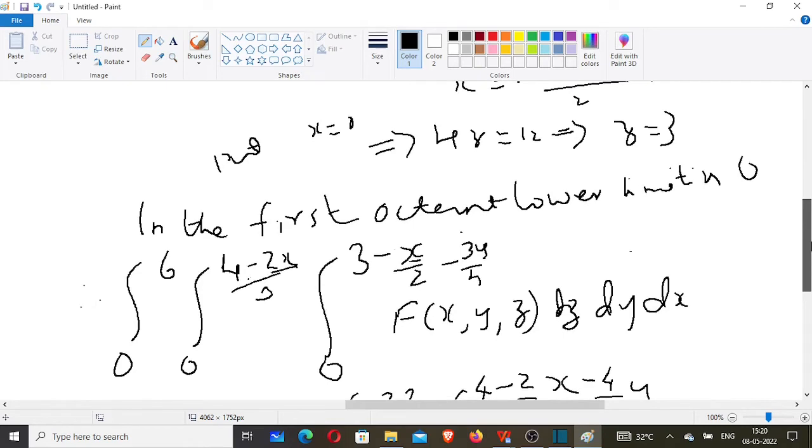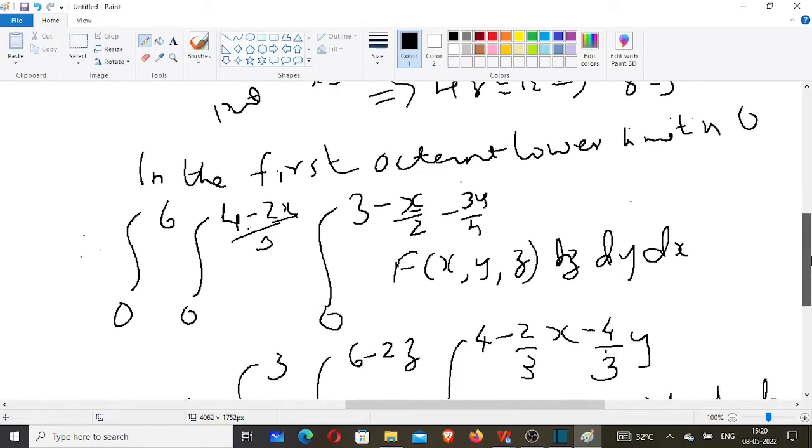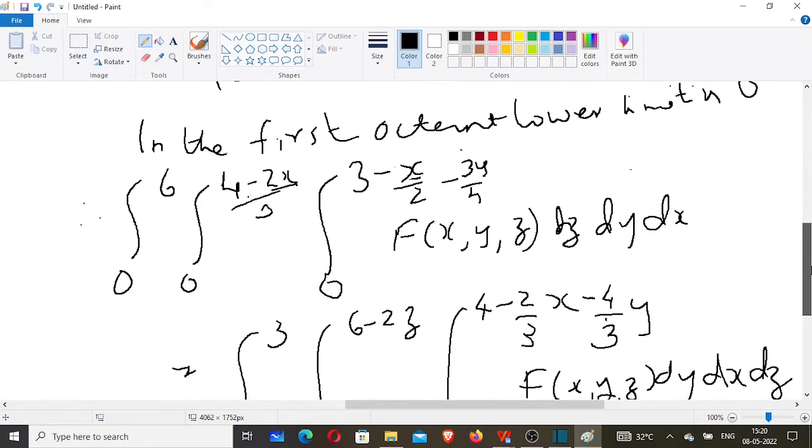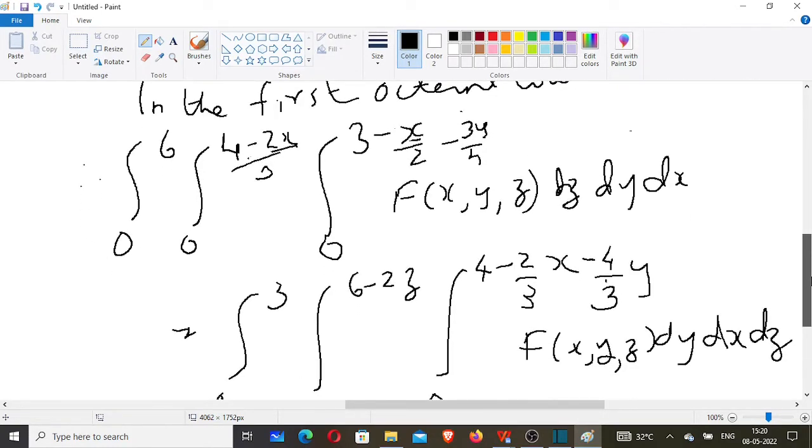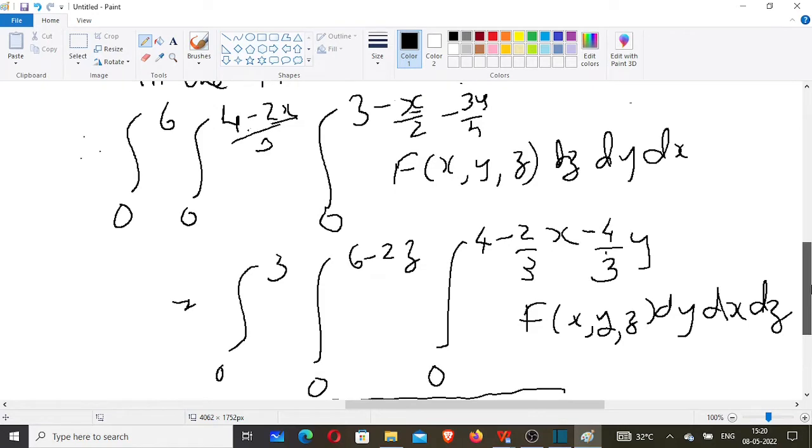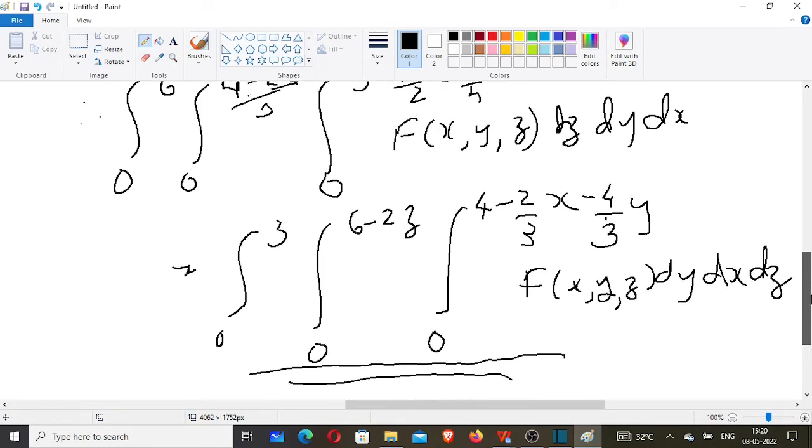Therefore the limits from 0 to 6, 0 to 4 minus 2x by 3, 0 to 3 minus x by 2 minus 3 by 4y, f of x, y, z, dz, dy, dx becomes the integral 0 to 3, 0 to 6 minus 2z, 0 to 4 minus 2 by 3x minus 4 by 3y, f of x, y, z, dy, dx, dz.